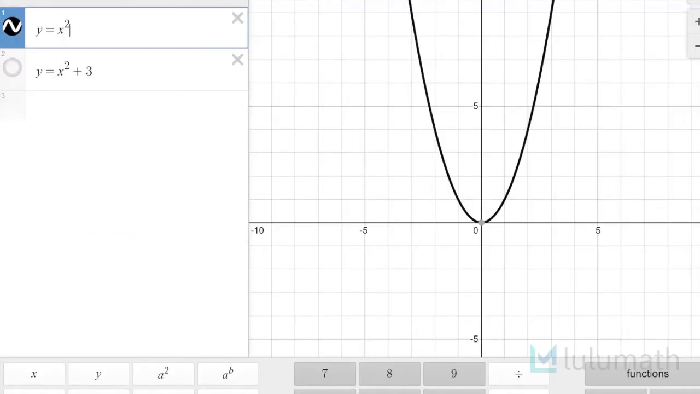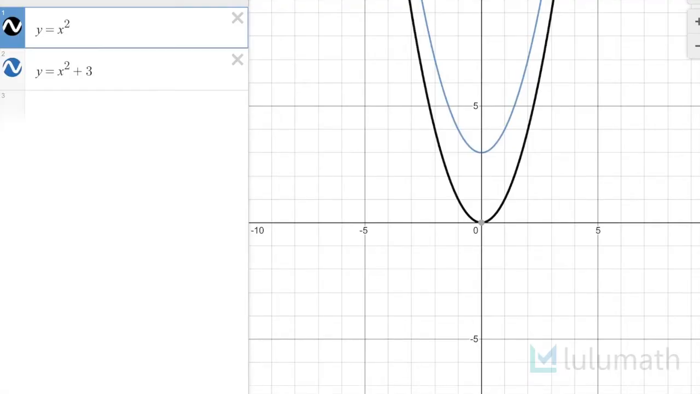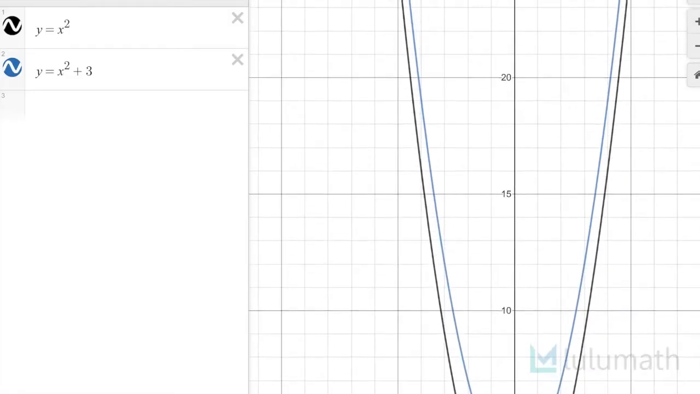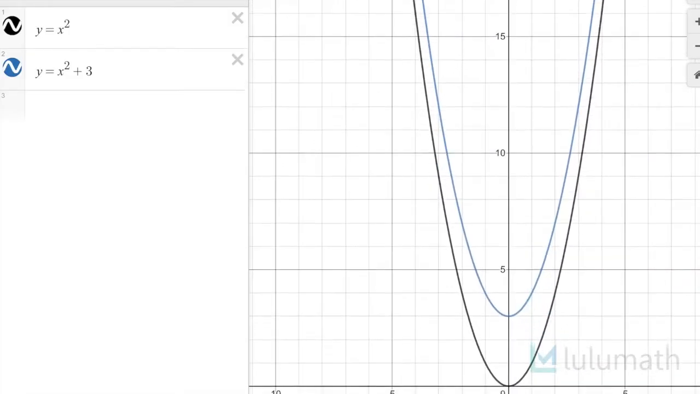So if you see, our parent graph is the one that's in black, y equals x squared. And when I turn on y equals x squared plus 3, although the graph appears to be narrower, what really ended up happening, if I were to scroll up, you can now see it doesn't so much look narrower, it just has moved up.